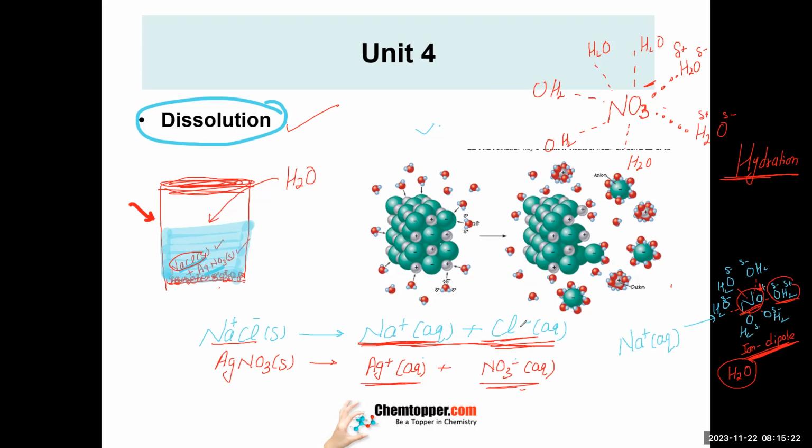Where did I write OH2? Aditi is asking a question. Let's see. This is negative, right? This is hydrogen, positive. This is hydrogen. Aditi, this is hydrogen. This is hydrogen. So orientation will be like this, Aditi.